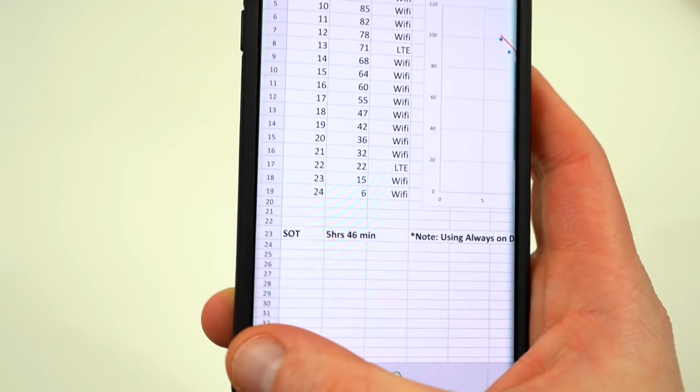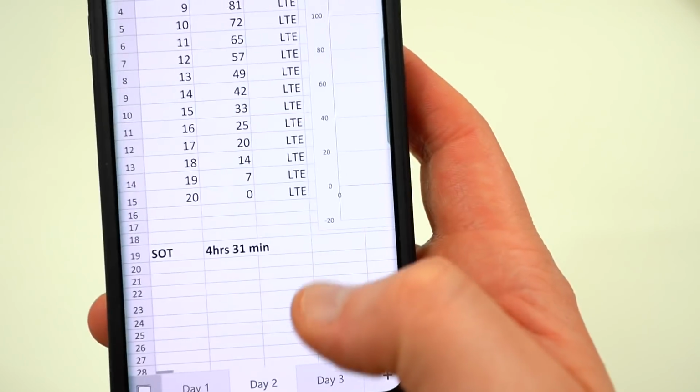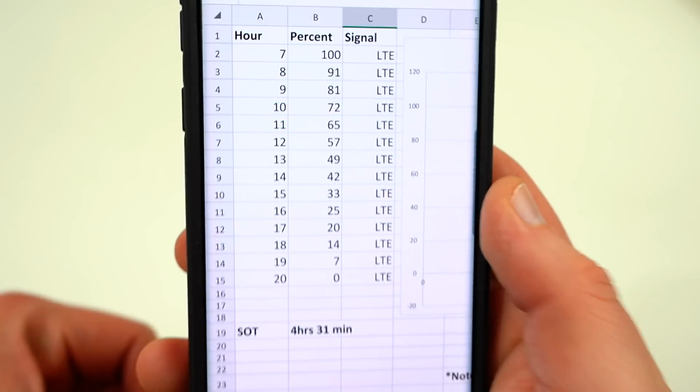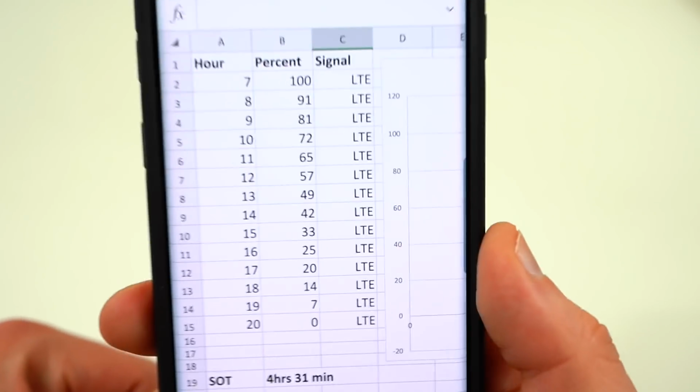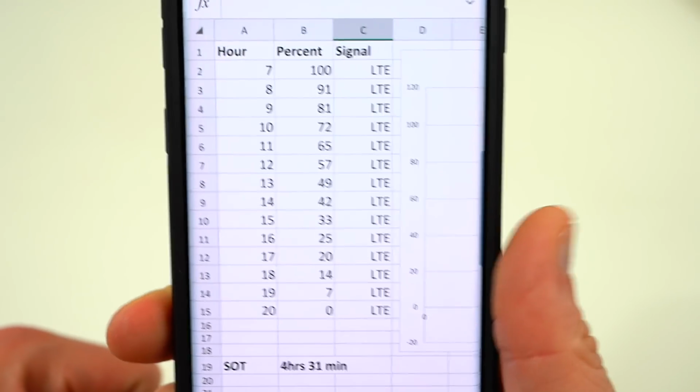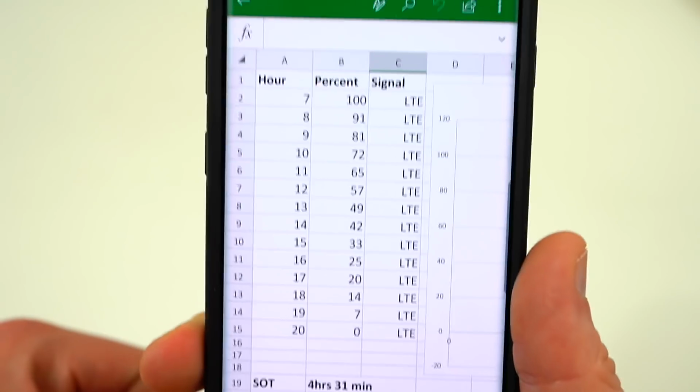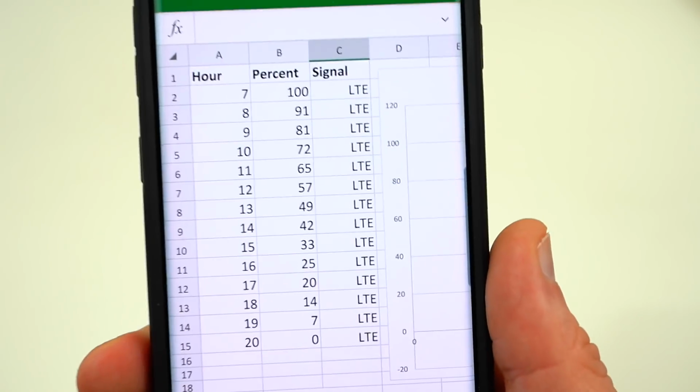But not everyone has the same schedule as me, so on day 2, I switched it up a little bit, and I did something a little extreme. I actually used LTE all day, so I didn't turn Wi-Fi on at all, sacrificed my data plan and did everything over LTE from 7 a.m.